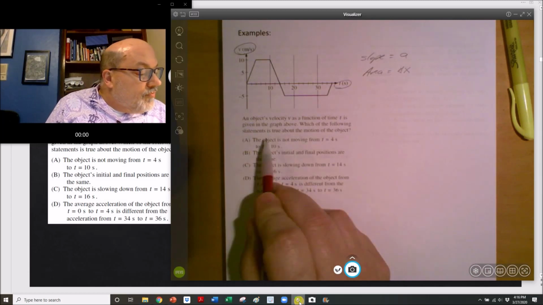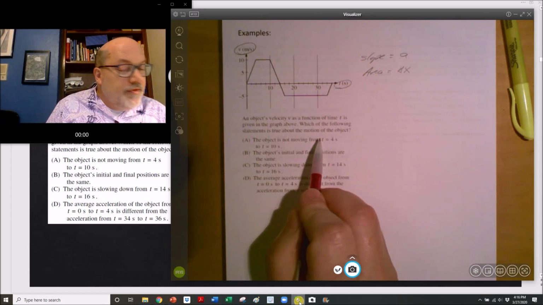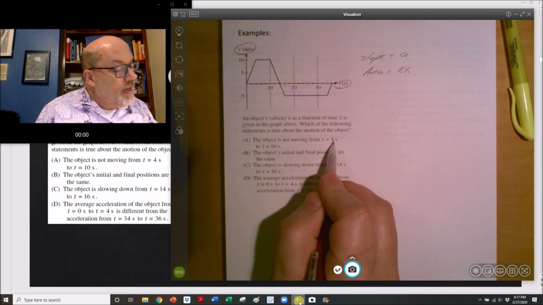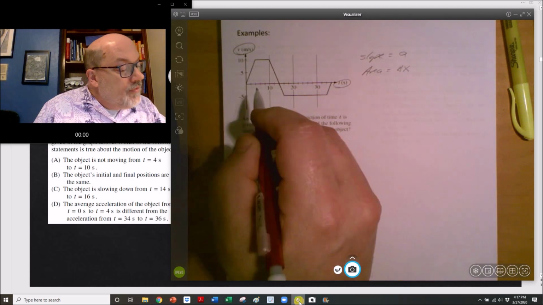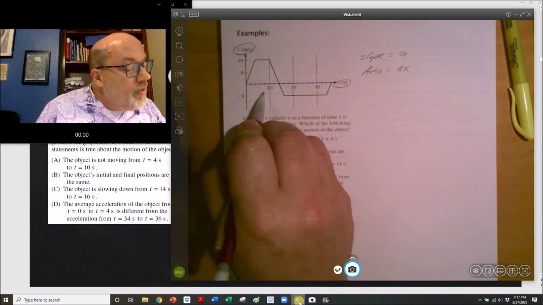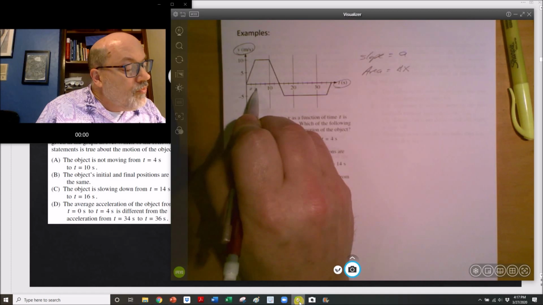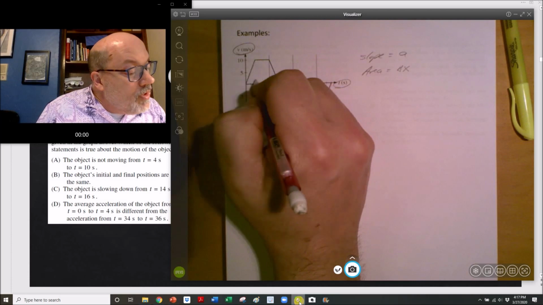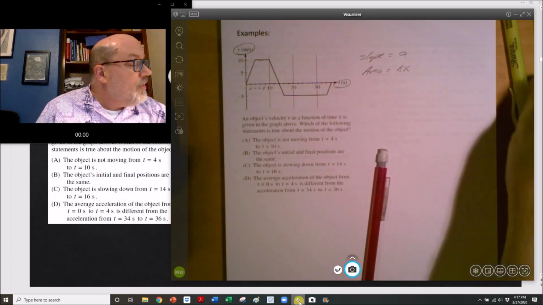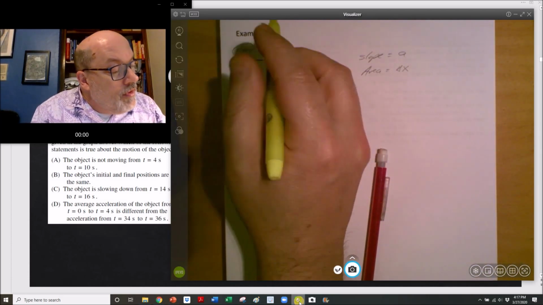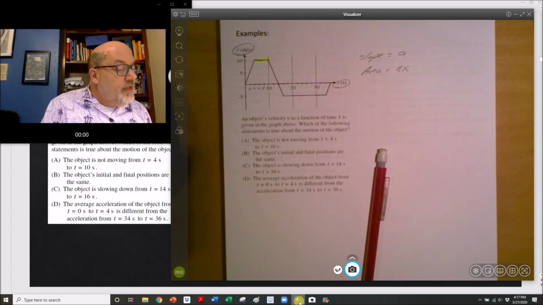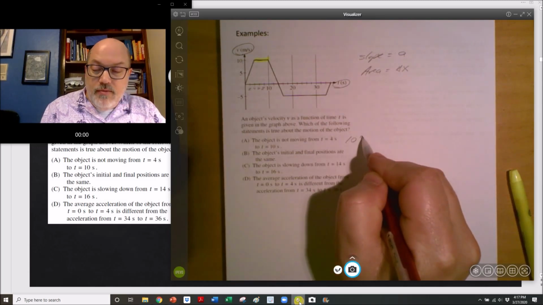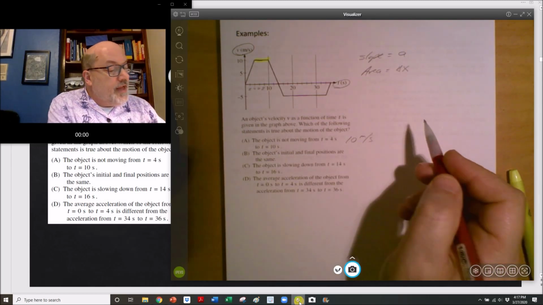It says, which of the following statements is true about the motion of this object? It says the object is not moving at time equals 4 seconds to 10 seconds. Okay, so 1, 2, 3, 4. Oh, wait a minute, let's make sure. These are 2, 4, 6, 8. So 4 to 10 seconds is from here to here. Let me highlight that right up here. Okay, that is definitely moving, because on a velocity time graph we read across. It's actually moving at 10 meters per second. So that can't be correct.